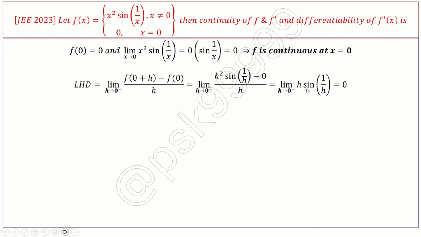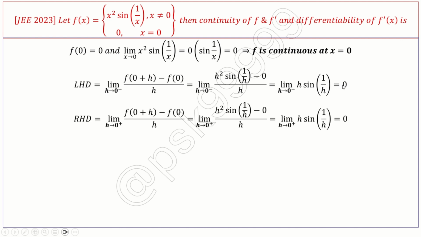Okay, I can rewrite this as sine(1/h) times h. But this is h tends to 0, not h tends to infinity. If h tended to infinity, this would become 1. But here h tends to 0, so this is nothing but 0, because sine(1/h) is an oscillating function, and into 0 you get 0. So LHD is 0. Similarly, RHD you can do yourself, you will get 0. So LHD equals RHD, which is 0. Hence f of x is differentiable at x equal to 0.